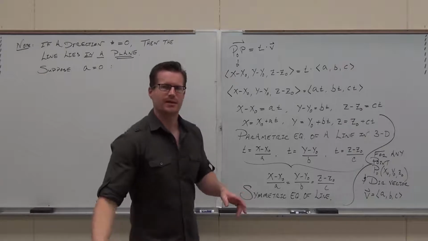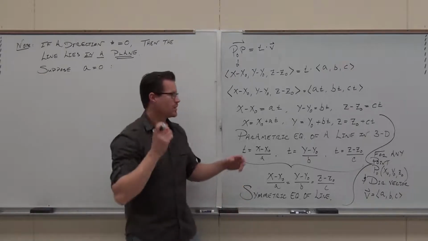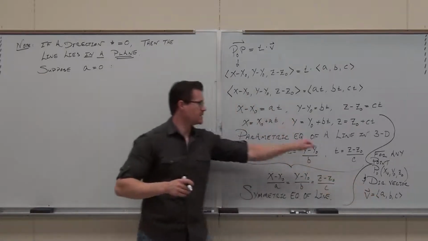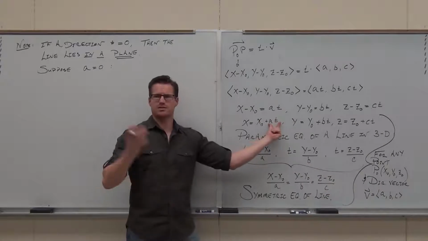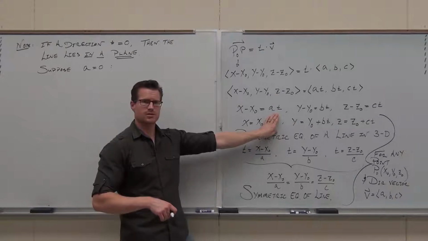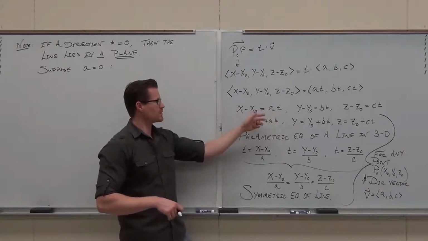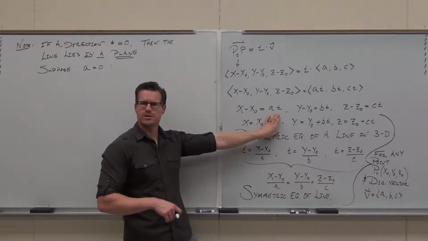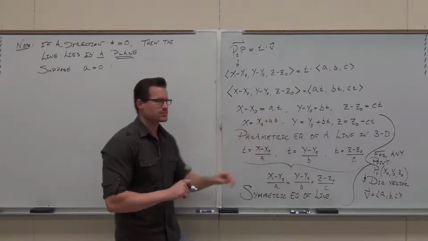Let's just say that a is 0, okay? So 0 means this piece is 0. 0 times a number, I don't care what it is, is 0. So what that means is that x would equal x sub 0. You can do it here, but this is easier. X would equal x sub 0. Does that make sense to you?